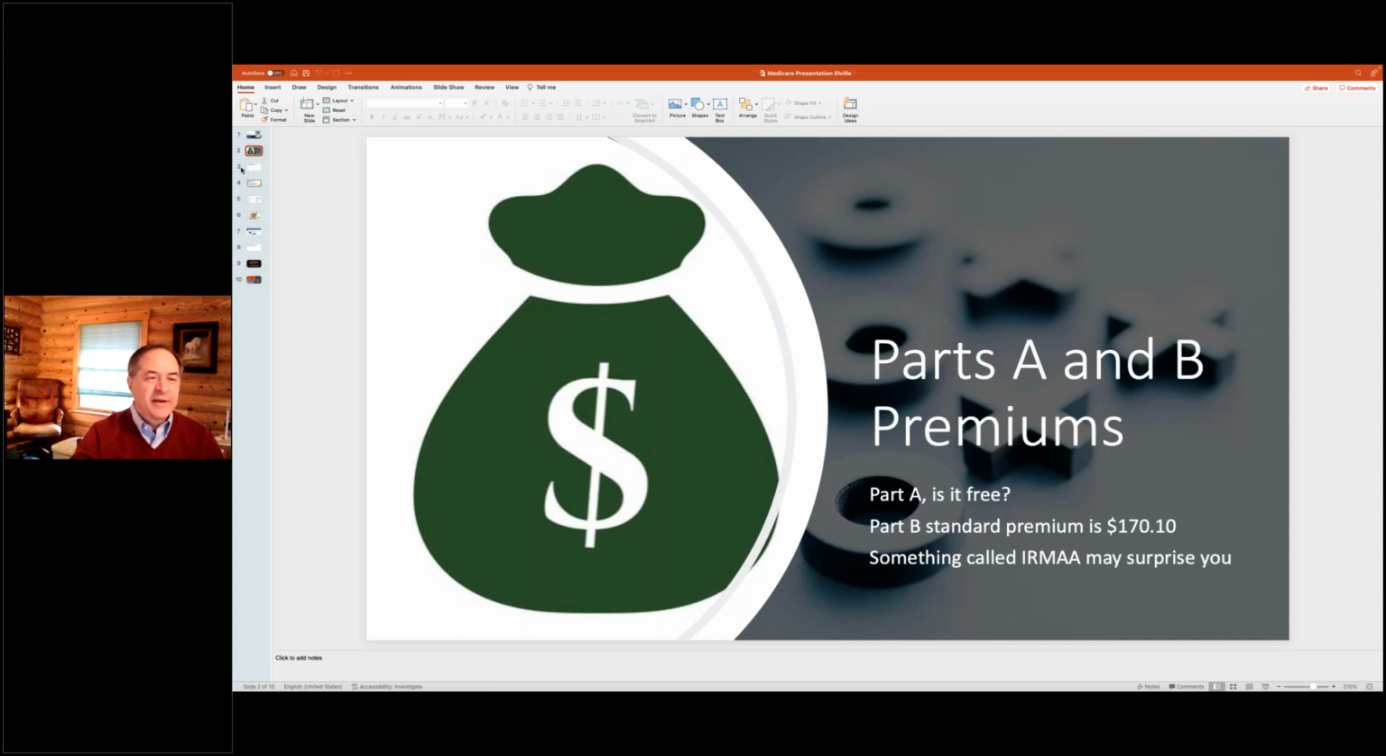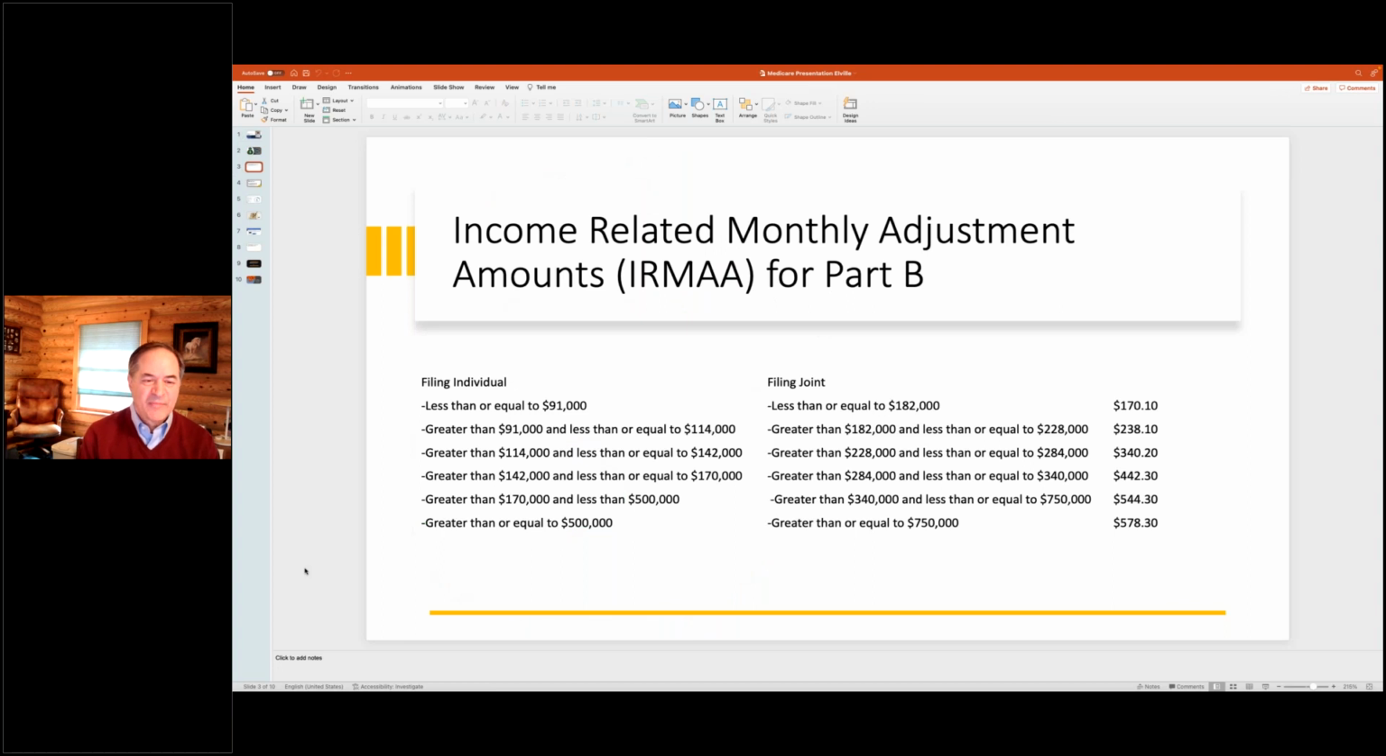Now let's go to another thing here, and here's how the money stuff works. If you're filing jointly with a spouse and you're showing after all the deductions are taken out less than $182,000, then yeah, it's $170.10. On the other hand, if you are considered to be a higher income earner, and let's say you're between 182 and 228,000, now you're looking at $238.10 a month. The difference is basically a surcharge. It is what I call it, a tax. If you're between 228 and 284, then you're looking at $340.20, 284 and 340, $442.30 a month.